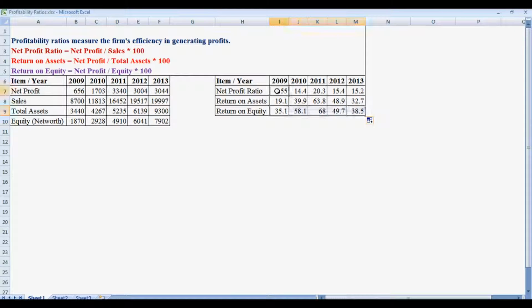Among these, for net profit ratio, the higher the net profit ratio, the better it is. So if you look at the year 2011, net profit ratio is 20%, and after that in 2012 it decreases by 5%. Then in 2013 it remained constant, similar to 2012.